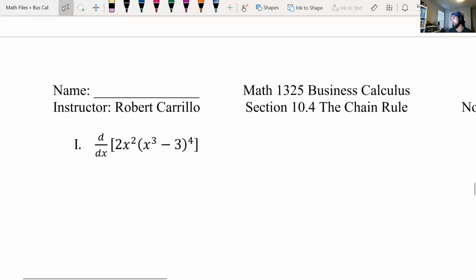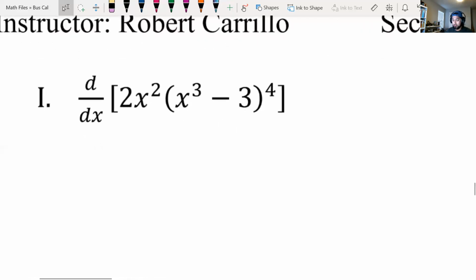All right. So now all of those may have seemed easy, right? So maybe this one's a little more complicated, but not too crazy. So this says d over dx of 2x squared times (x cubed minus 3) to the 4th. So this just says take the derivative of these two functions. And what we realize is that we have two functions multiplying each other, which means we are going to have to apply the product rule to this derivative. So this is going to be a derivative that involves a product rule and a chain rule.